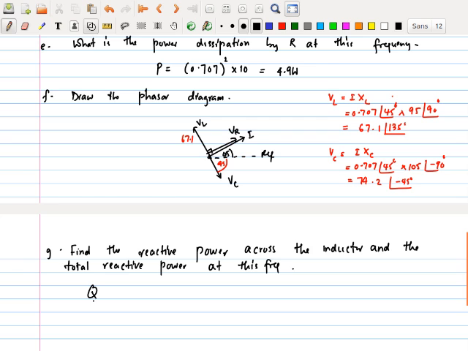So I'm asking you to find capital Q, not P, Q of L, which is I squared times XL, which is going to be 0.707 squared into XL. XL was 95, right? Is that correct? Okay, so that gets you 47 watt.